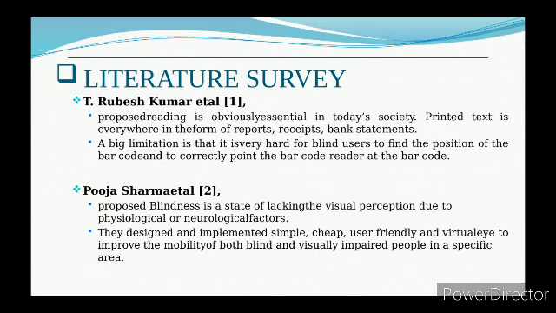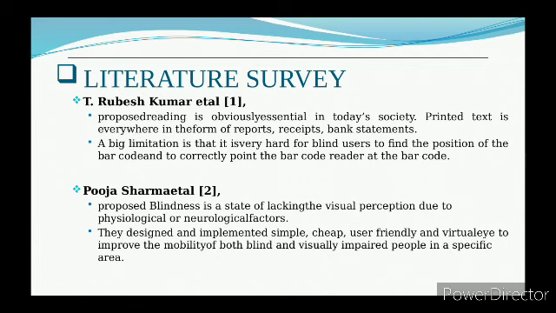Next, Pooja Sharma proposed that blindness is a state of lacking visual perception due to physiological or neurological factors. They designed and implemented a simple, cheap, user friendly system to improve the mobility of both blind and visually impaired people in a specific area. Their work includes wearable equipment consisting of a head hat, mini hand stick, and boot shoes to help the blind person to navigate alone safely and to avoid any obstacles that may be encountered, whether fixed or mobile, to prevent any possible accident.